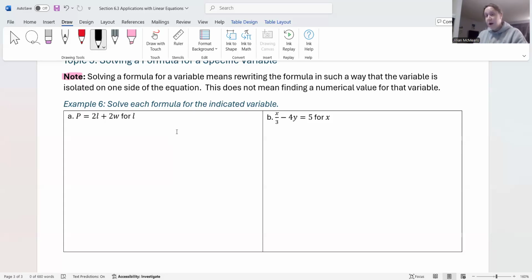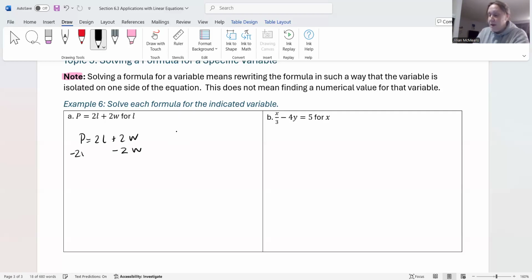So our job here is to isolate the L. The first thing we want to do is isolate the term that contains the variable that you're trying to get by itself. So we want to start by isolating the 2L. If we're going to isolate the 2L, the issue right now is the 2W. So I've got P equals 2L plus 2W. I want to get the 2L alone first, so I need to get rid of the 2W. I need to move it to the other side, and I would move it with subtraction.